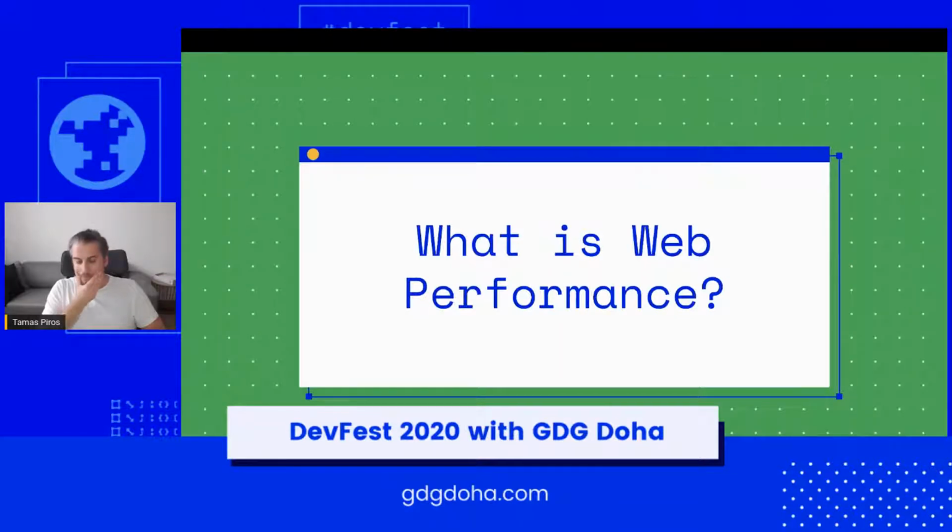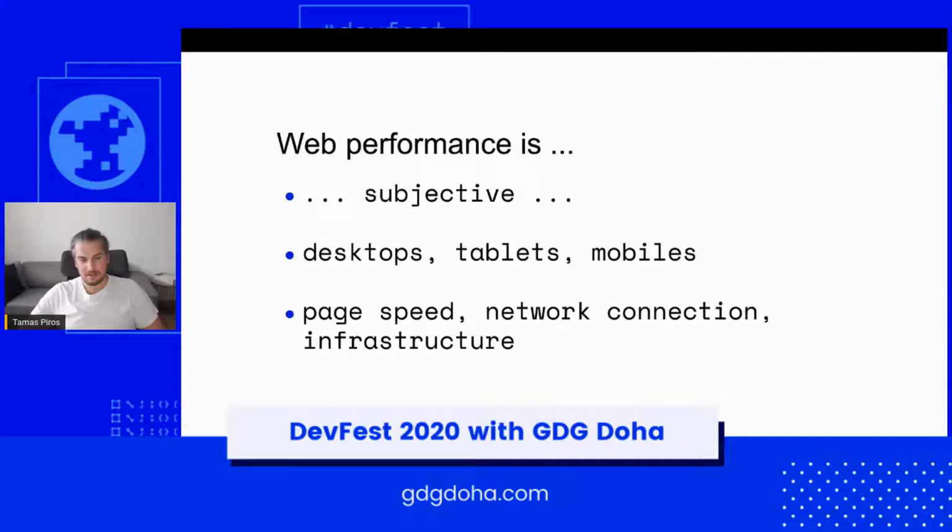Okay, so let's start with this very basic question, right? What is web performance? So web performance, and I think the first point is the most important one, it's subjective. Okay, what you think is fast may be slow for me, and what I think is fast may be slow for you. So web performance is not an actual metric that you can point to. You can't say that this particular website is fast, because then what do you consider to be fast, right?